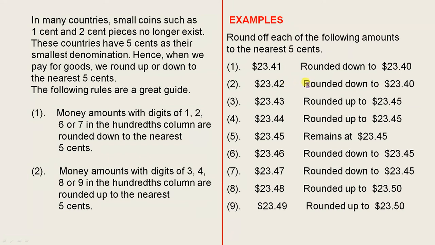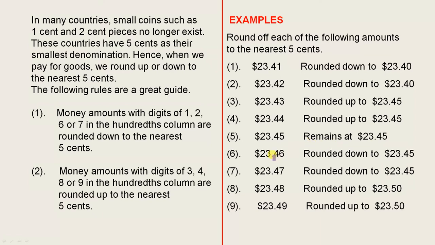Similar with this amount, it's rounded down to 23.40 because you have a 2 in the hundredths column. That one there. 23.43. Okay, now it says money amounts with digits 3 or 4. So there's 23.43. So that's rounded up to 23.45. See, because they're rounded up. 23.44 is rounded up. So that becomes 23.45. See, all these are to the nearest 5 cents. 23.45 remains at 23.45. That doesn't change.